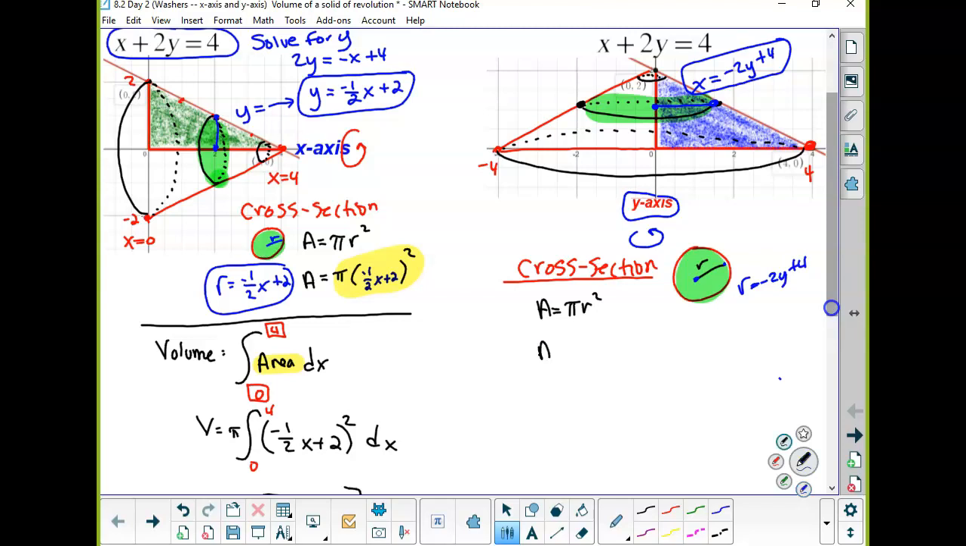And then I'm just going to plug that in as well. Negative 2y plus 4. Now we have everything we need to set up the integral. And again, the integral is the area of each disk added all the way up. So volume is going to be the area of the circle, so pi times radius squared, with respect to y.